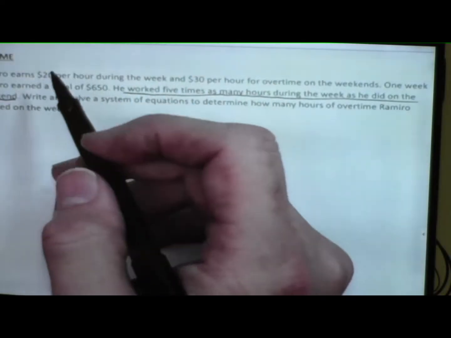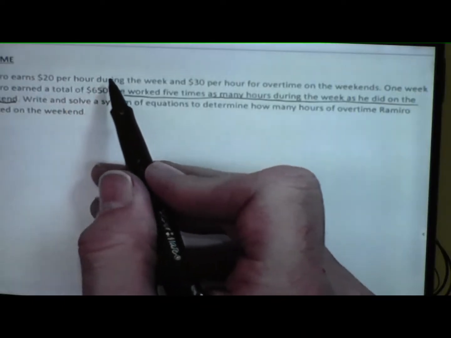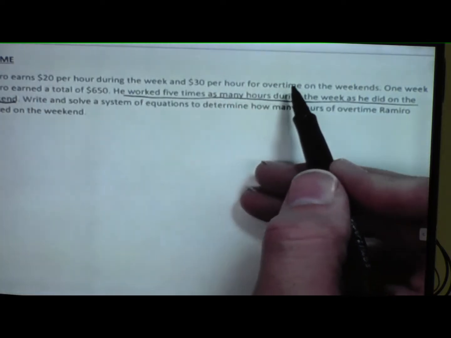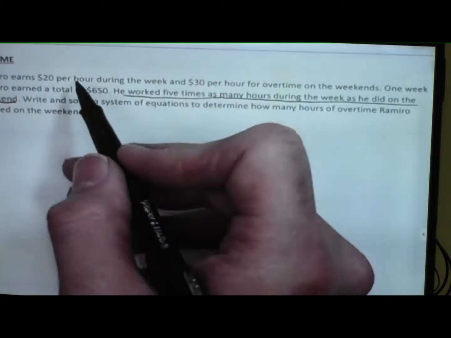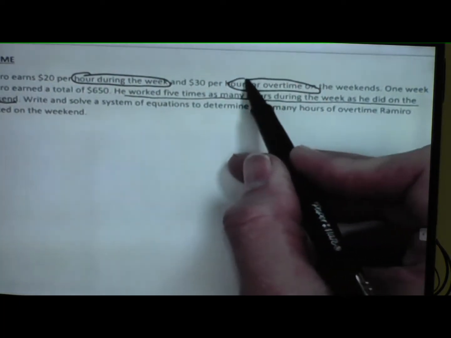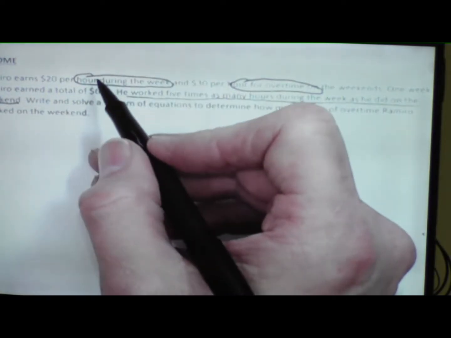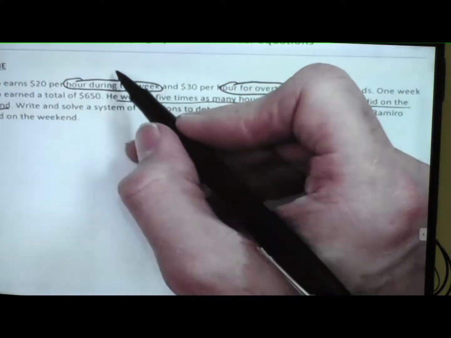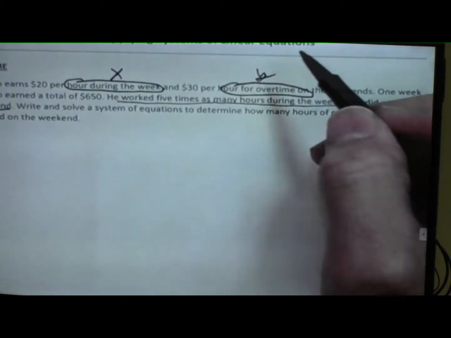The first part of this sounds like the amount of money per each thing. So let's think about what the variables will be here. $20 per hour during the week, $30 per hour for overtime on the weekends. So it's hours during the week and hours for overtime, mainly on the weekends. So the amount of hours during the week will be one variable. The amount of hours for the other time, overtime, will be the other variable. And I just always like to make the first one X, the second one Y.